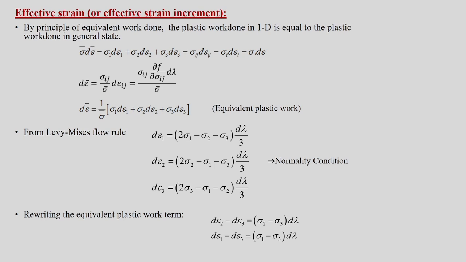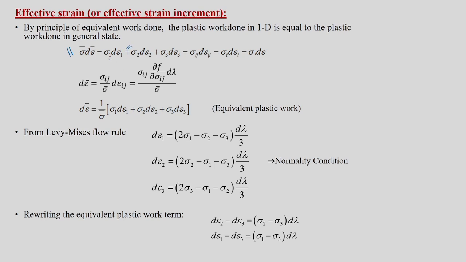Okay. So, there is a small derivation here. For this, we are going to write the first equation using the principle of equivalent work done. We are saying that the plastic work done in 1D would be equal to the plastic work done in a general state, and this equation can be written. Sigma bar d epsilon bar is nothing but plastic work done in effective terms. That will be equal to what we have already written.